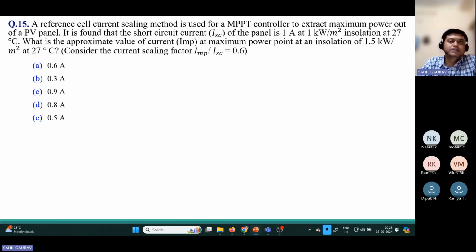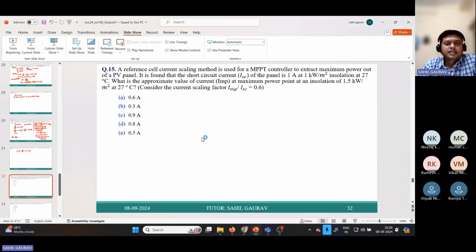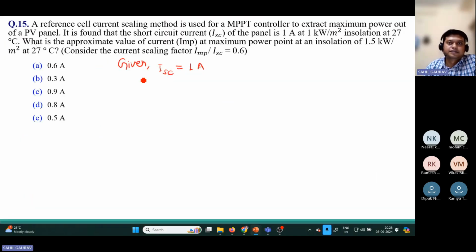Now let us see the next problem. Here a reference cell current scaling method is used for an MPPT controller to extract maximum power output of a PV panel. It is found that the short circuit current of the panel is 1 ampere. Let us first write what is given. Short circuit current is given as 1 ampere at 1 kilowatt per meter square insolation at 27 degrees Celsius. What is the approximate value of current IMP at the maximum power point at an insolation of 1.5 kilowatt per meter square at the same temperature? Consider the current scaling factor IMP upon ISC as 0.6. So the K value is given here.